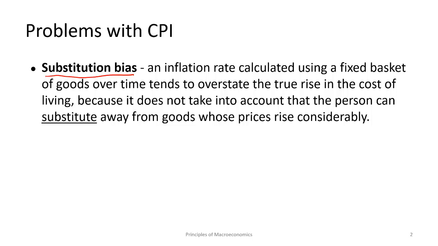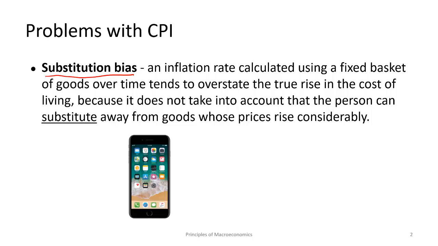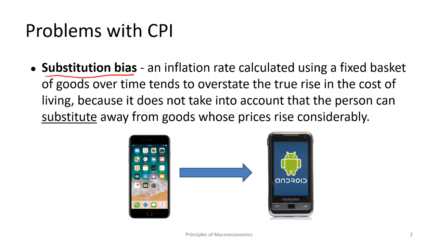For example, if iPhone becomes too expensive, we all know many people do move to Android as a close substitute. However, if iPhone is part of the basket, it does not change. What CPI fails to accommodate is this change in people's preference towards Android phones if iPhone prices go up too much. So this is one of the problems, and this is called substitution bias.